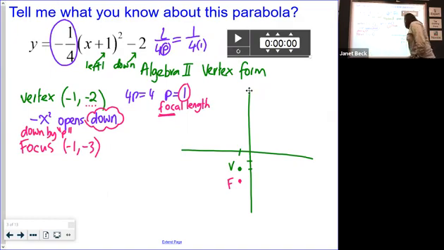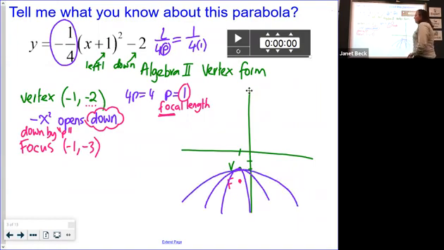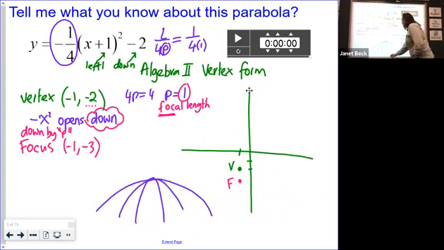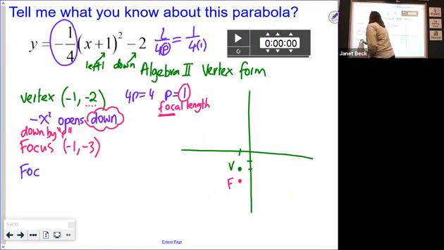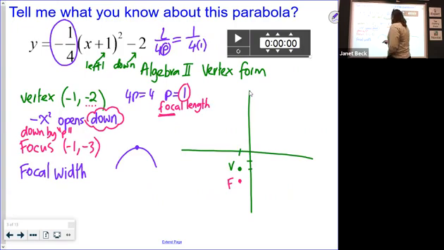Now, there's many parabolas that could open down going through this vertex. You could have a skinny one, you could have a wide one, you could have a super wide one, yeah? So when you've got this vertical compression, it makes it wider, but there's a much easier way of thinking of it than thinking of it as vertical compression. We have this thing that's called the focal width. I hope you're writing these notes. That is how wide the parabola is at the focus, how wide it is from side to side.